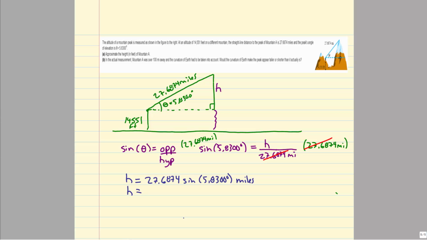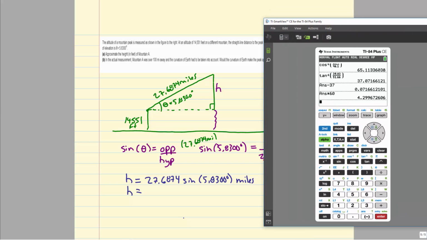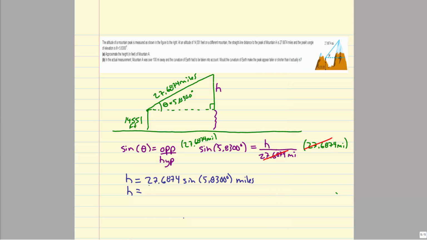So let's go ahead and plug this into the calculator. So we have 27.6874 times the sine of 5.8300, and the zeros don't end up mattering right here. Degrees, and we learned last time that if this is in degree mode we don't have to have a degree mark here, but I'm going to go ahead and insert it just so I remember that I am in degree mode. So for my height I get 2.812. I don't want to round that at all, so let's find the rest of that. I get 2.812408612 miles above the peak that's right here.